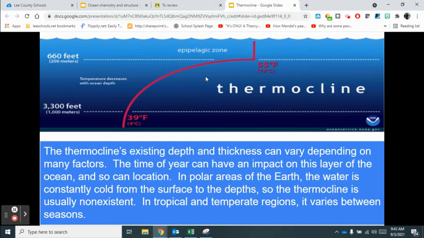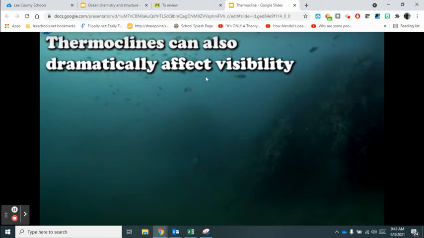The thermocline's existing depth and thickness can vary depending on many factors. The time of year can have an impact on this layer of the ocean, and so can location. In polar areas of the Earth, the water is constantly cold from the surface to the depths, so the thermocline is usually non-existent. In tropical and temperate regions, it varies between seasons. Thermoclines can also dramatically affect the visibility of the water.